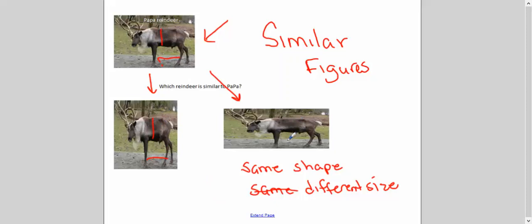What about this guy? Quite a bit wider between the legs, but then quite a bit narrower here. Possibly. If we actually measured it, this might be similar figures, but he kind of looks like he's squished up, doesn't he? So I'm going to say no on both of these. I don't really think that they're the same shape. If you disagree, then let me know, but I don't think either one of those.